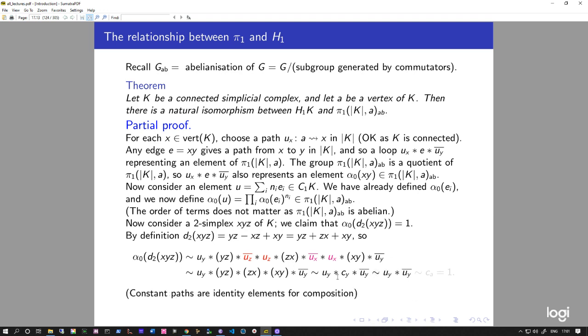But remember, with this path join operation, constant paths act as identity elements. So we can leave out the cy; it doesn't make any difference. So we've just got uy star uy bar, and again that is the inverse of uy. This is running uy, which ran from a to y, and then we run back again. So the inverse property means that that's pinned homotopic to the constant path ca, which is the identity element of pi 1. So we conclude that this alpha 0 d2 xyz is the same as the identity element, as we claimed.